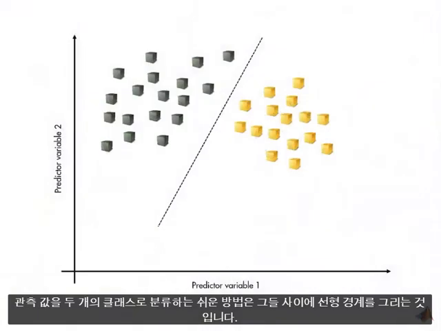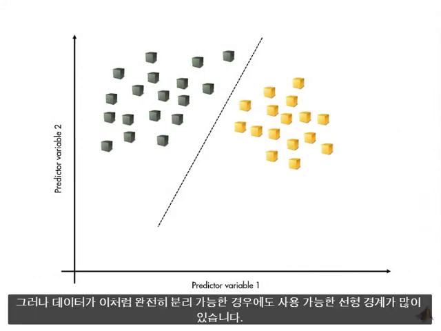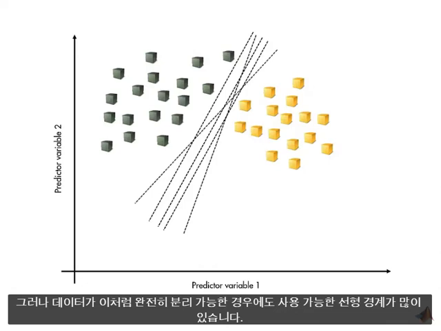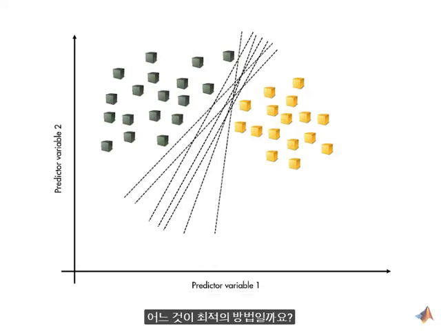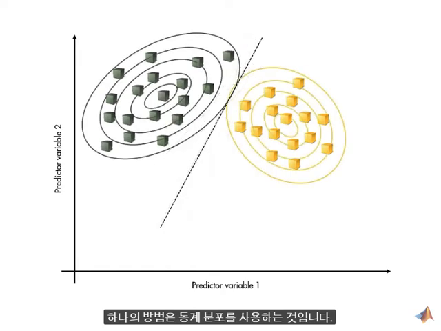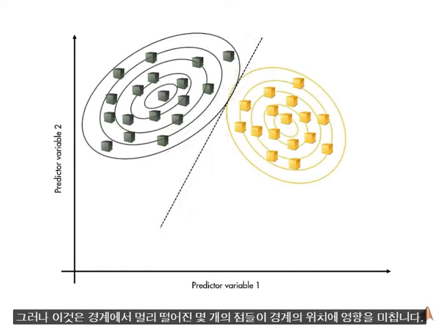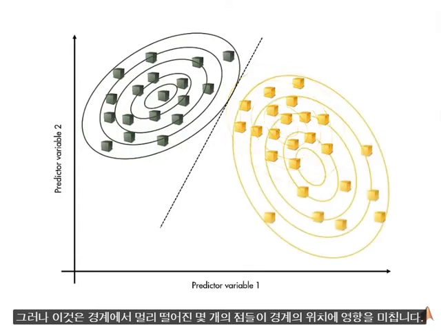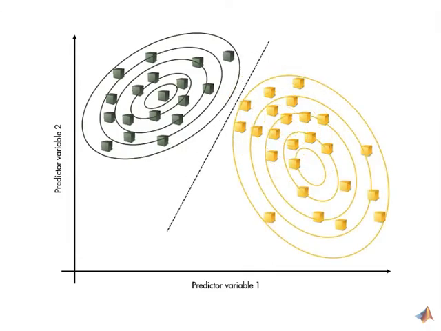A simple way to classify observations into two classes is to draw a linear boundary between them. However, even if the data is perfectly separable in this way, there are many possible linear boundaries that could be used. Which is the best? One approach is to use some kind of statistical distribution fit. However, this means that even points far from the boundary have an influence on where the boundary is located.